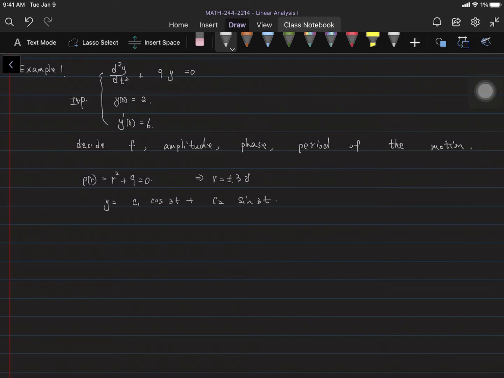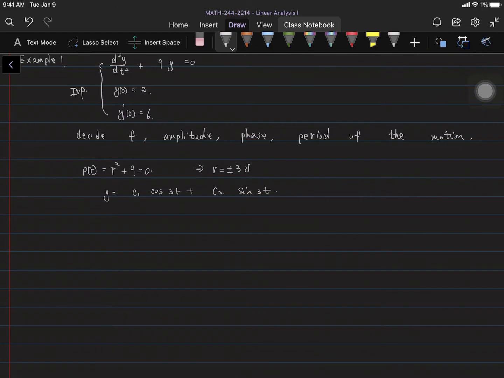And next, this is an initial value problem. We can find C1 and C2 by using the initial conditions. So firstly, if we plug in y(0), y(0) should be what? C1, which is given as 2, right? y(0) equals just C1. So our solution should be 2 cosine 3t plus C2 sine 3t. And next, we're going to plug in y prime 0 equals 6, the second initial condition.